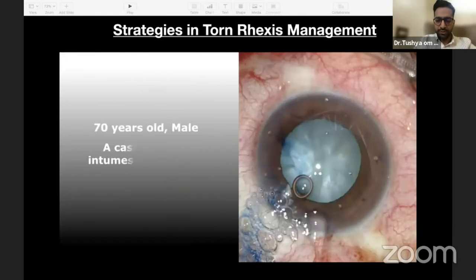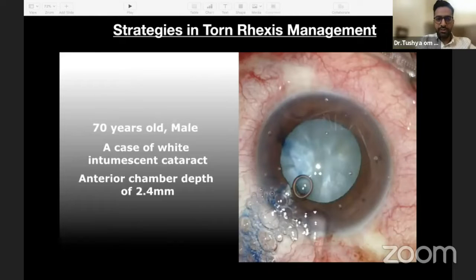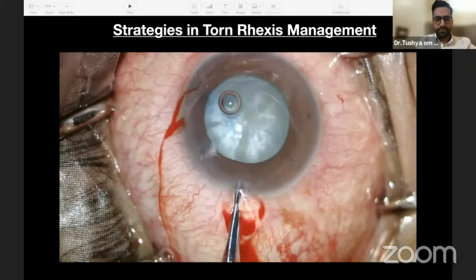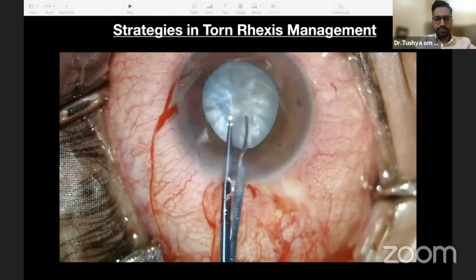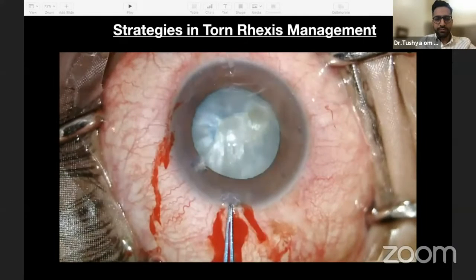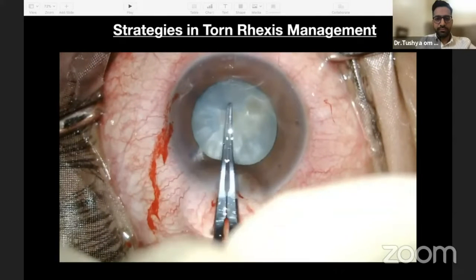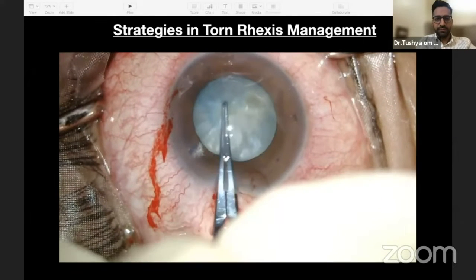Old case of white intumescent cataract with anterior chamber depth of 2.4 mm. I tried to carve out the rexes and there was an Argentinian flag sign. What do we do now? I inflated the chamber with viscoelastics and regularized the capsule rexes.